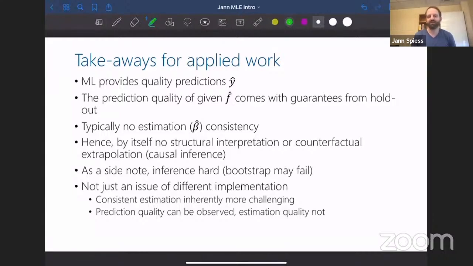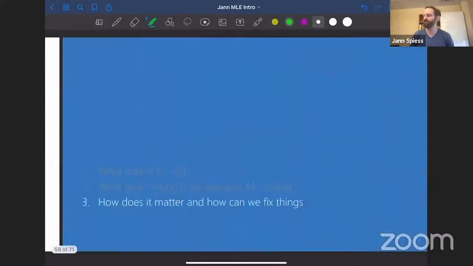And as a side note, it's also very hard to do inference; things like the bootstrap typically don't work in those cases. And in my eyes, that's not just an issue of implementation. It's not just that we're using the wrong method to do inference in high dimensions. It's inherently a limitation: consistent estimation is inherently challenging if you're considering many, many variables and many, many possible functions, while for predictions, that's okay, because many of them are basically the same to you. At the core of that is that prediction quality can be observed, estimation quality cannot, and therefore it will be much harder to do high dimensional inference on coefficients than it will be to still get good predictors.